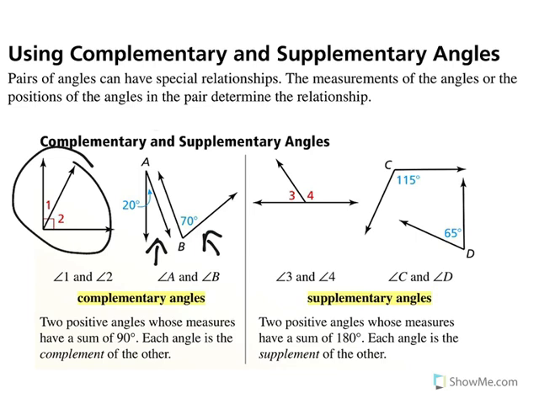When we look at these types of angles, one thing we'll see in problems is the word complement and supplement. If I am told that an angle is a complement of another angle, that just means together they are complementary. Same thing if it's a supplement of another angle, that means together they're going to add up to be 180 degrees.